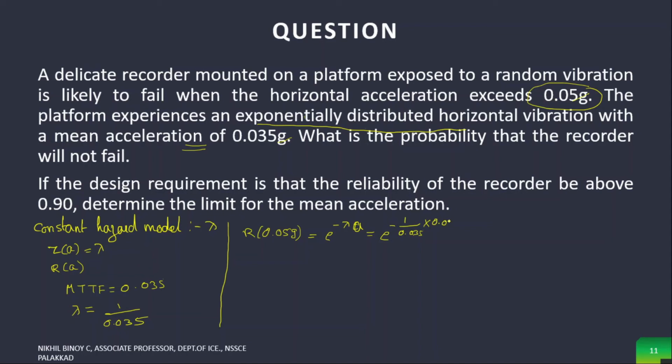If you are adding g, here also we have to add g, and in MTTF also we have to add g. That is why I am saying g is not important. If you are adding g, both g will cancel. So there is no need to add g. So e raised to minus 1 by 0.035 into 0.05 equal to what? Find the answer.